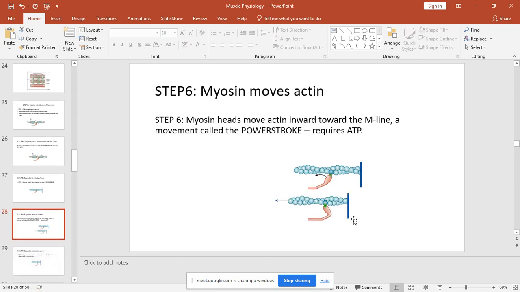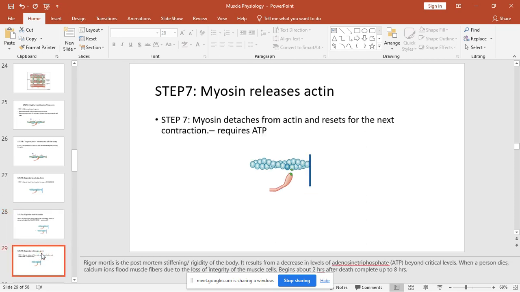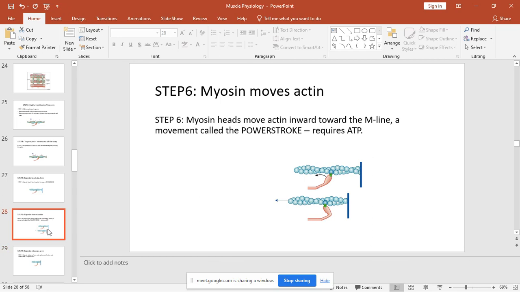And in the sixth step, just after forming the cross bridges, there is no movement here, or rather, this is the beginning point. But you can see that with the help of ATP, this little head of the myosin contracts, pushing the actin in that direction. And this is basically what causes the shortening of the sarcomere, which is eventually what will cause the shortening of a muscle cell or the muscle tissue itself. And this contraction by the myosin is known as the power stroke.